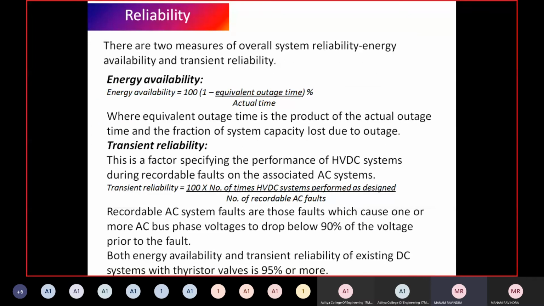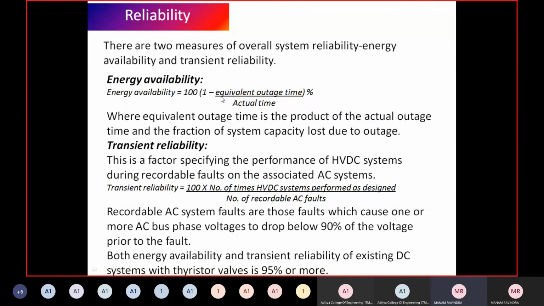Next, reliability. There are two measures of overall system reliability: energy availability and transient reliability. These are the formulas to check the performance of the system, whether it is a DC system you have proposed. To check the performance of the DC system you proposed, the main things we consider are energy availability and transient reliability. These are the formulas given here.